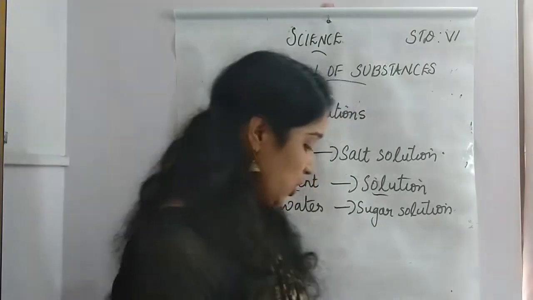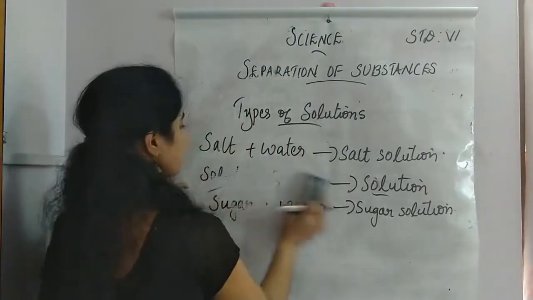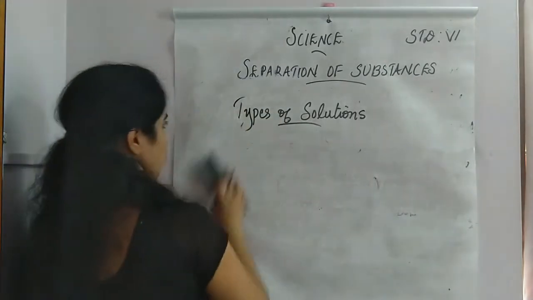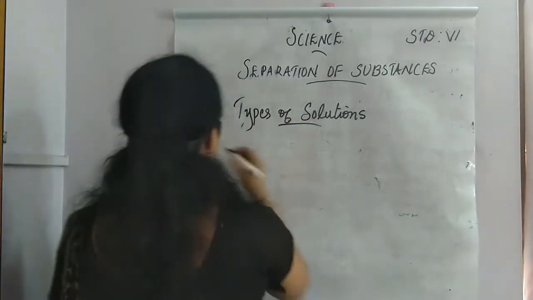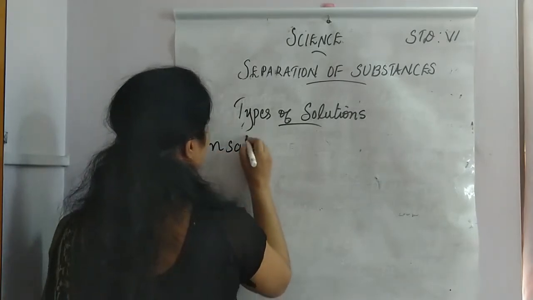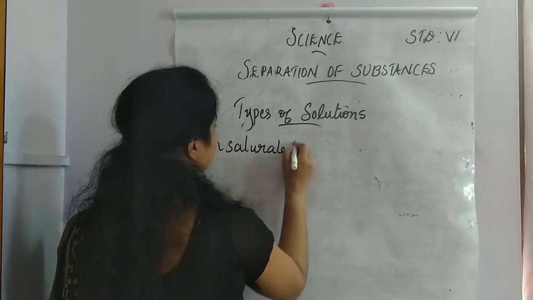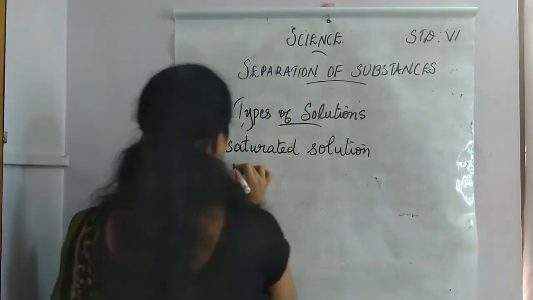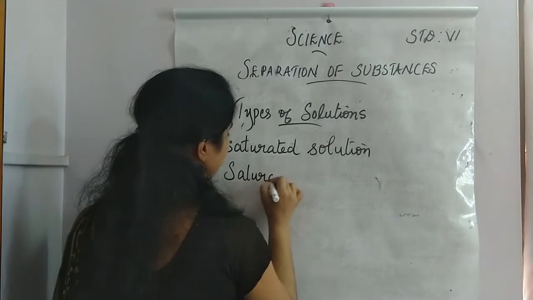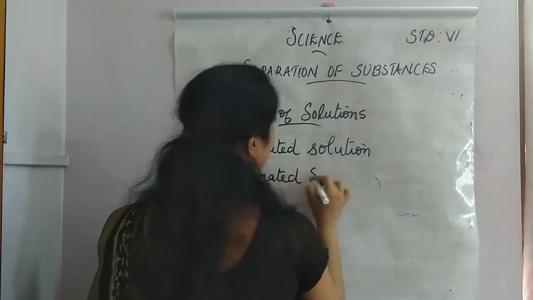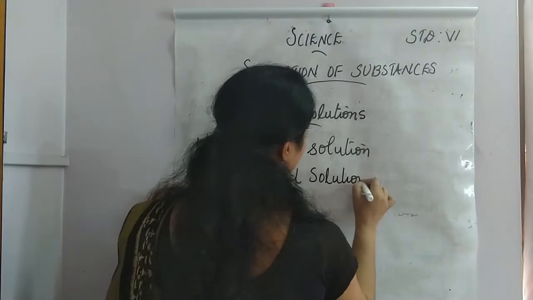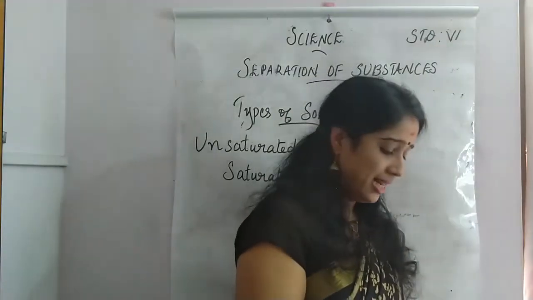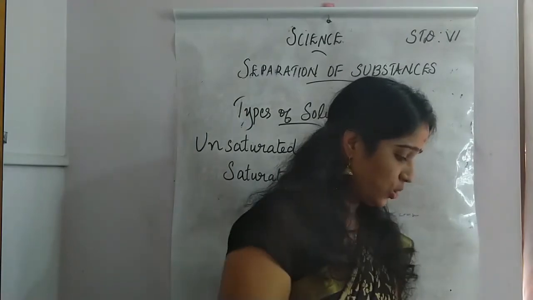So now we can divide the solution into two categories. Solution can be divided into two, that we are going to study: unsaturated solution and saturated solution. Clear? Two different types of solutions are there. Now we can see what is meant by this unsaturated solution.